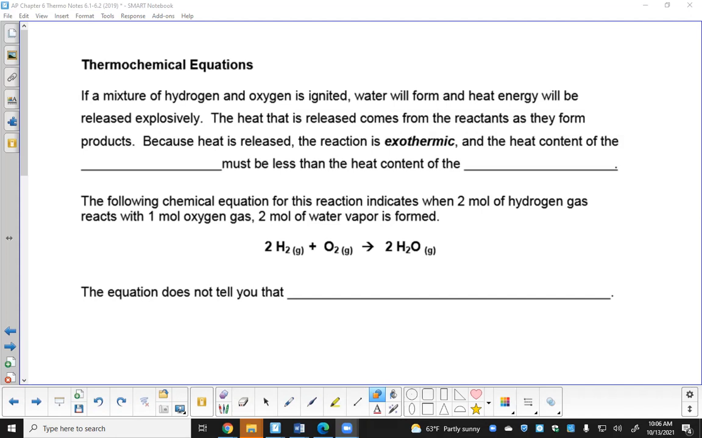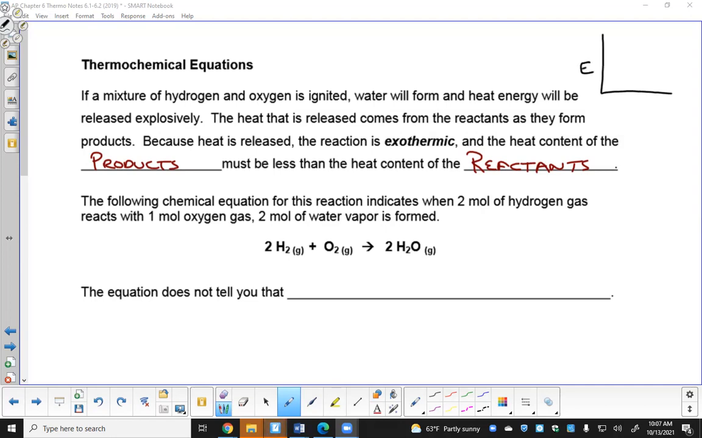And I'm gonna kick it off with this. If a mixture of hydrogen and oxygen is ignited, water will form and heat energy will be released explosively. The heat that is released comes from the reactants as they form products. Because heat is released, the reaction is exothermic. And the heat content of the products must be less than the heat content of the reactants. And that's kind of going back to where we ended the class yesterday.